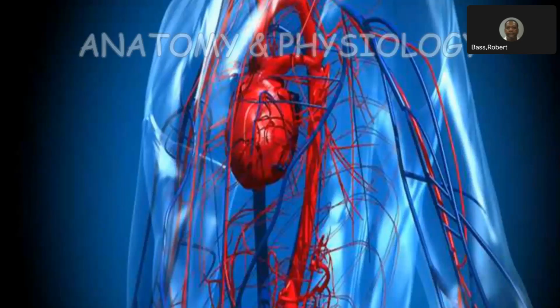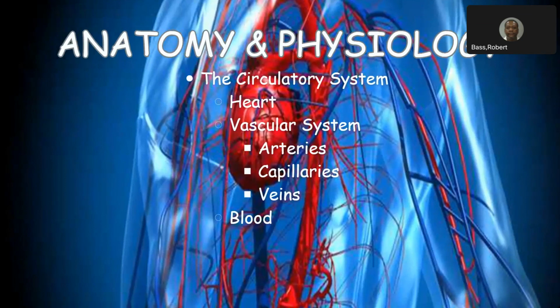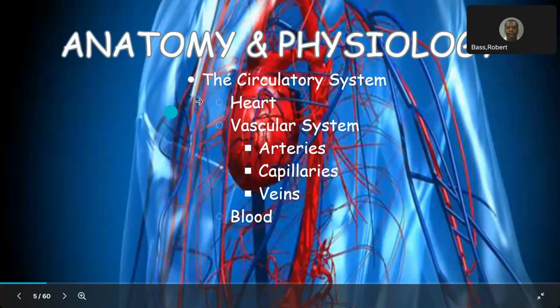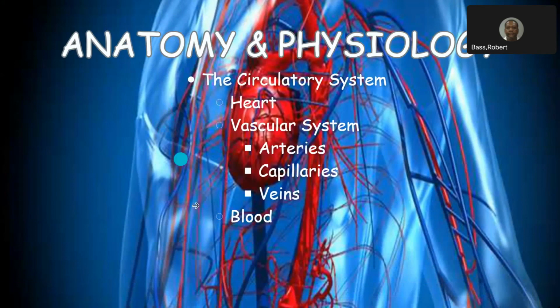All right, so we'll start out with basic anatomy and physiology. This month we'll be talking about the circulatory system, or the cardiovascular system. And as we know, the circulatory system consists of several different components. We've got the heart, we've got the vascular system, and we've got the blood.